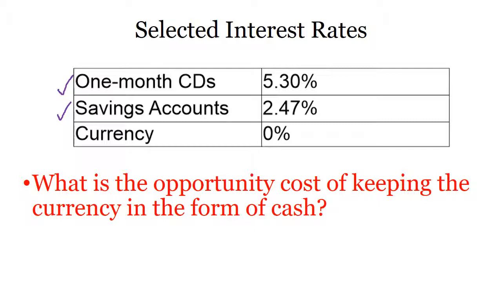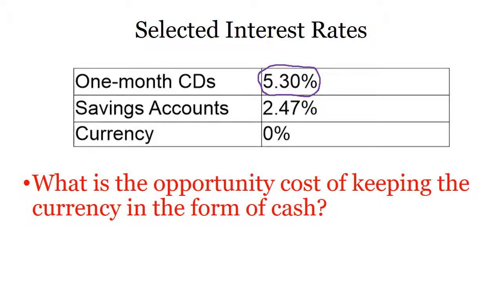But you can't have multiple things as the opportunity cost. If you recall, the opportunity cost is the best thing you're not doing. So if you have the potential to earn either 2.47% or 5.3%, the best thing is the highest interest rate. So in this case, if 1-month CDs are 5.3%, the opportunity cost of holding money in your wallet instead of in those 1-month CDs would be the 5.3% interest that you're giving up.